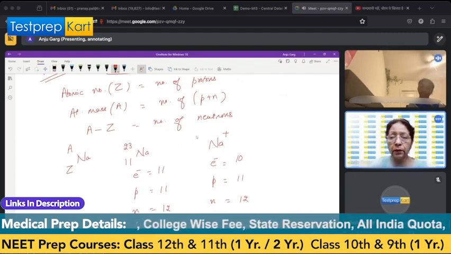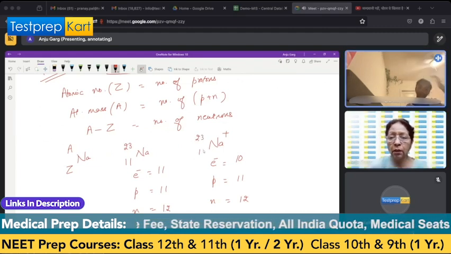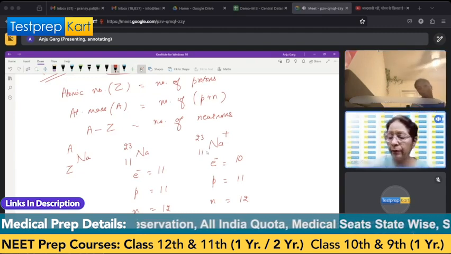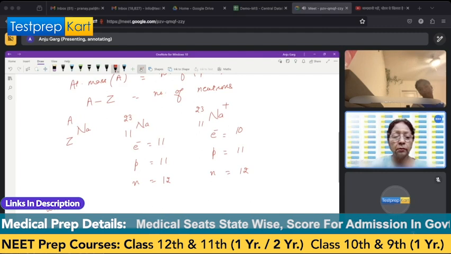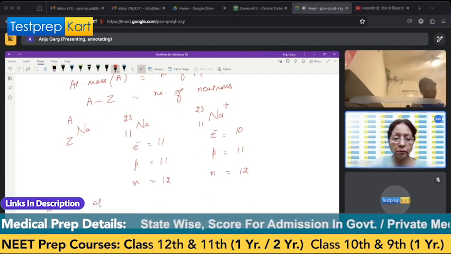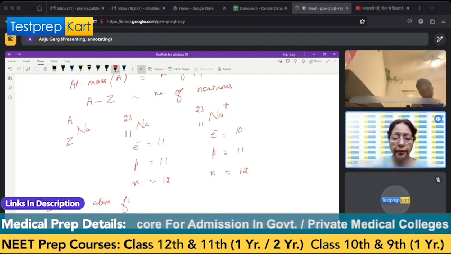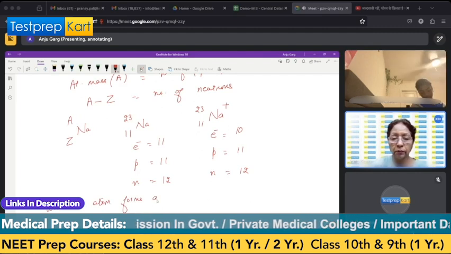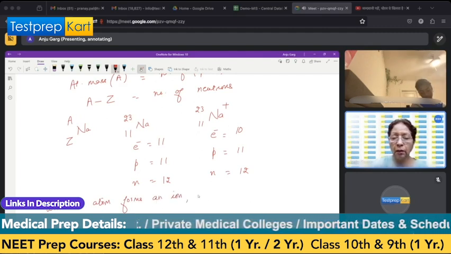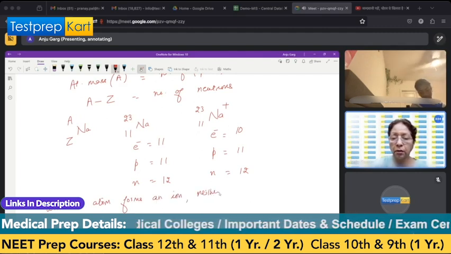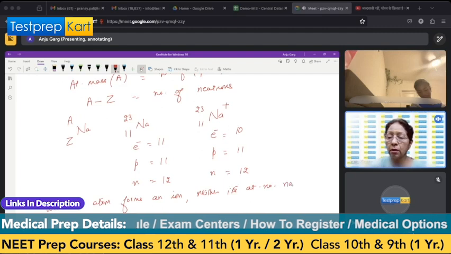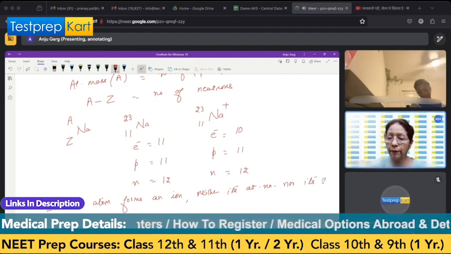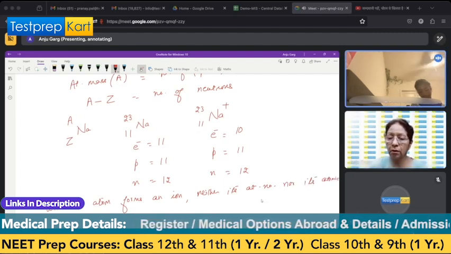So we get a very, very important statement that when an atom forms an ion, then neither its atomic number nor its atomic mass will change.